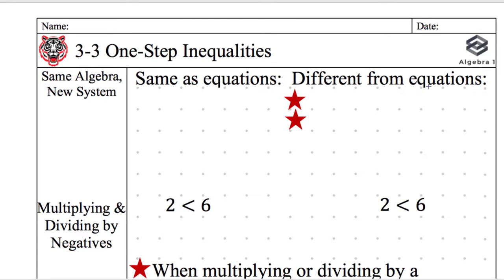We are in Algebra 1. We are on lesson 3-3. Today is November 14th, 11/14. Let's put the date on our paper. Make sure your name is on your paper just in case you accidentally forget it.